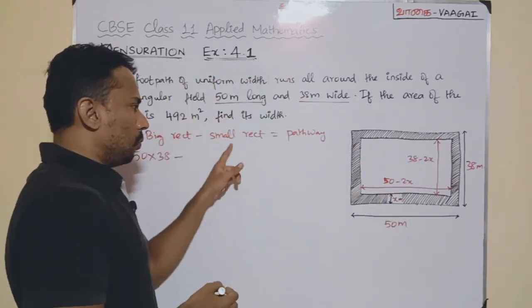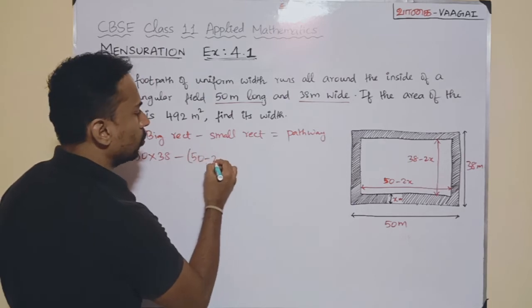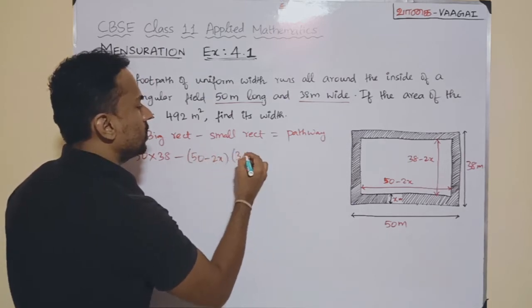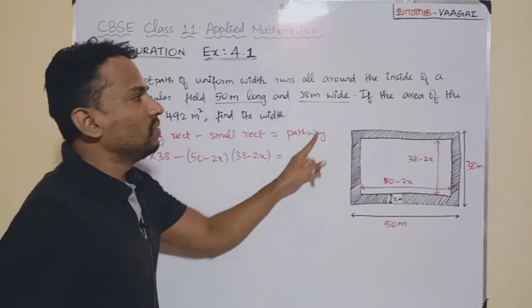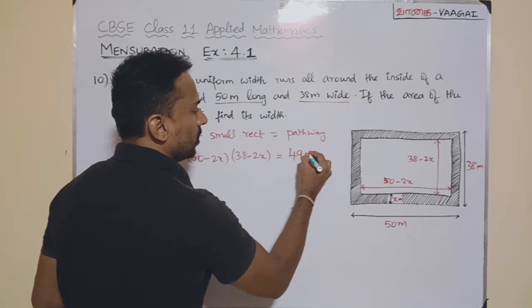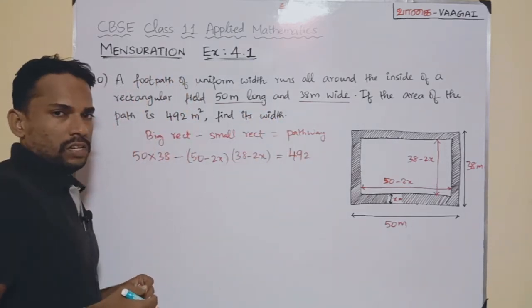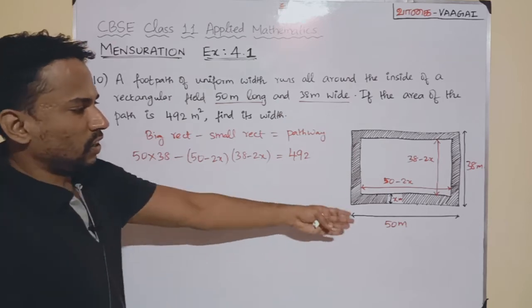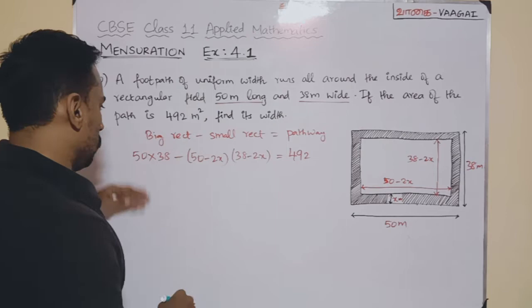Now area of the smaller rectangle will be nothing but this length, which is 50 minus 2x, into the breadth 38 minus 2x. Now this will be equal to the area of the pathway, which is given there in the question itself to be 492 meters square. So I am equating this to 492. Now let's carefully solve this equation. Once we solve this, we can get the value of x, and that will give you the width of that pathway. That's it. Okay, so let's try to carefully solve this.